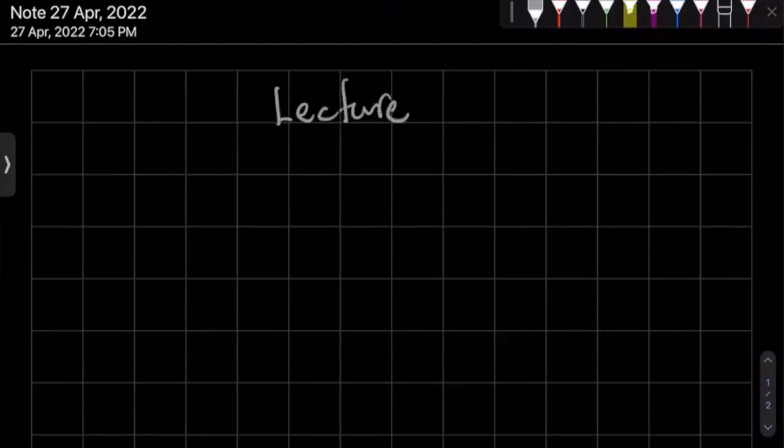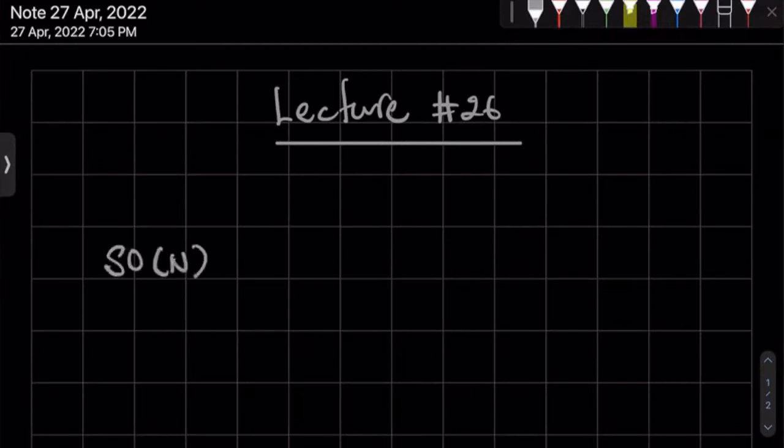So today is lecture 26. Okay, so what did we do last time? Last time we were doing tensor methods for SO groups, right? So far we have seen how to build up bigger representations from the vector representation.